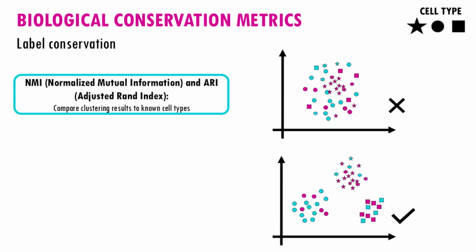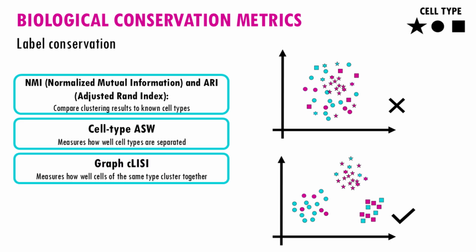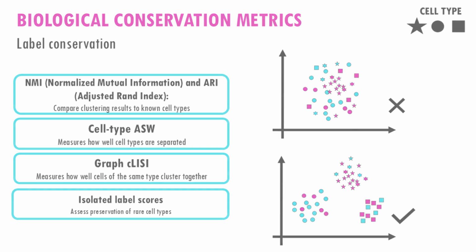We have the normalized mutual information and adjusted RAND index, which basically compare clustering results to known cell types. Then we have cell type ASW, which measures how well cell types are separated. We have graph clustering local inverse Simpson's index, which measures how well cells of the same type cluster together. And then we have isolated label scores, which assess preservation of rare cell types.